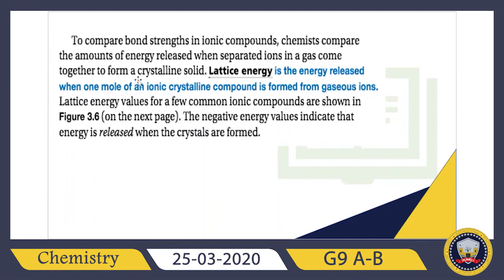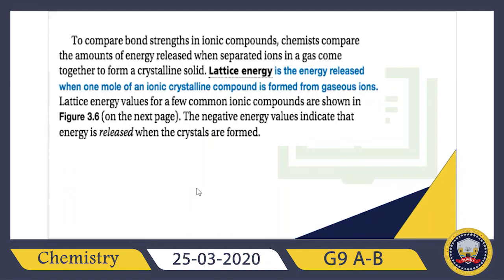The chemists or scientists, they measure what? The amount of energy, you see, released. Okay, when these separated ions in a gas, of course, this is in a gas, come together, they bond together to form this crystalline solid that we have seen before. So this is called what? Lattice energy. It is the energy released when 1 mole of an ionic crystalline compound is formed from gaseous ions.